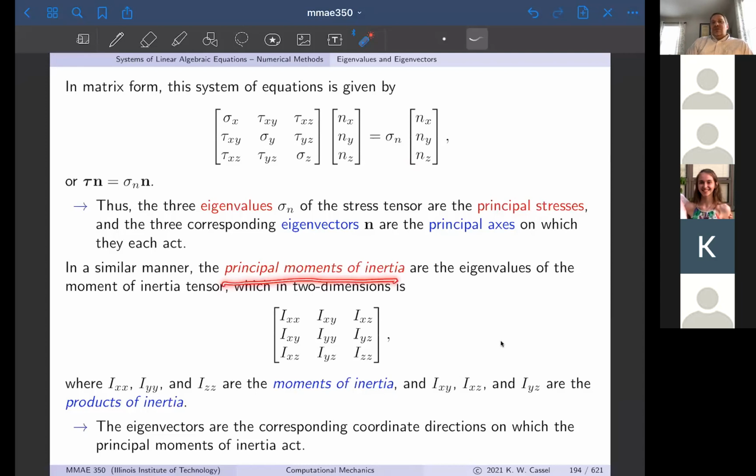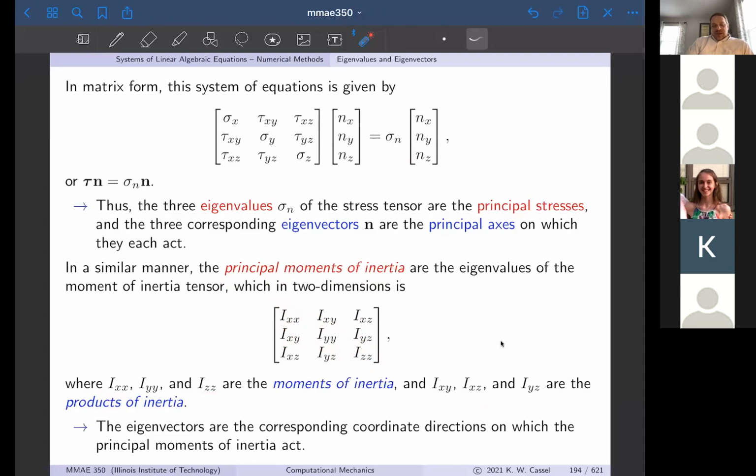Principal moments of inertia, same idea. So there's a 3x3 moment of inertia tensor. It has all the moments of inertia of a three-dimensional body in it. And it's also symmetric. Because it's a 3x3 matrix, you can find an orientation of this object such that you only have normal moments of inertia. You don't have any products of inertia. So you only have Ixx, Iyy, Izz, no Ixy, Ixz, or Iyz.